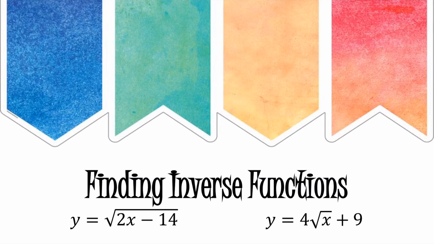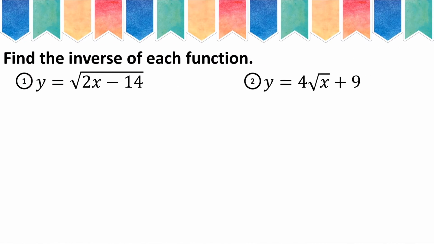In this video, we are going to learn how to find inverse functions, specifically when we begin with a radical equation. Find the inverse of each function. Remember that inverse simply means that our x and our y switch spots. So this equation will become x equals the square root of 2y minus 14.